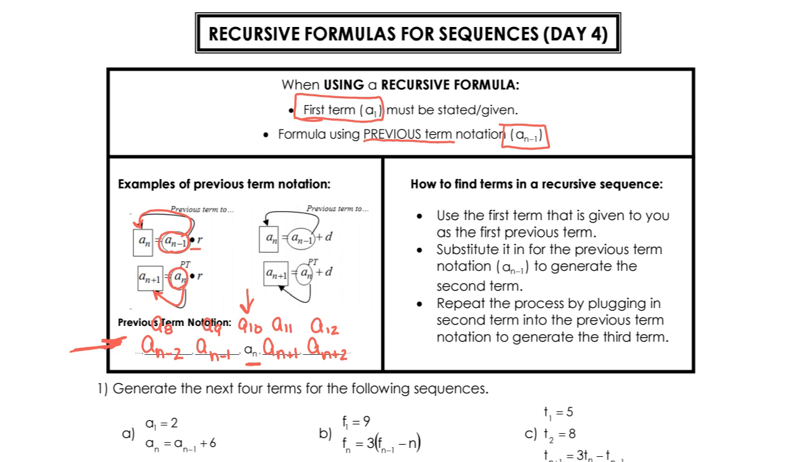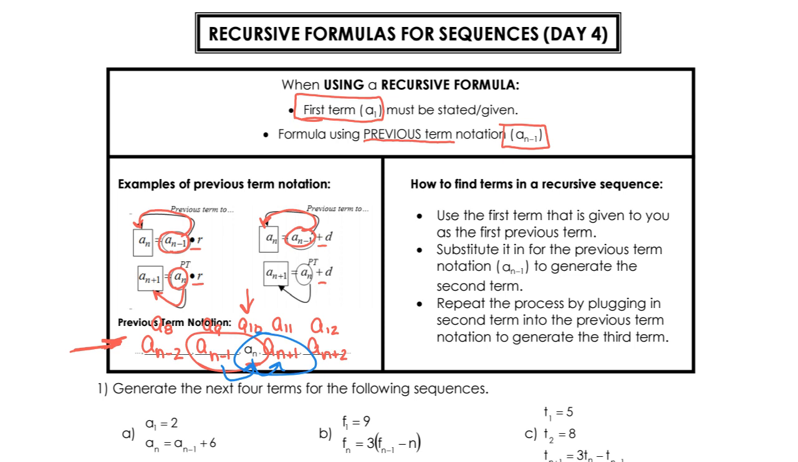So these ones have r's, so that's a common ratio for our geometric sequences, and these ones have d's. But notice that's the only difference between these, okay? This is still the previous term, the one before it, okay? So they could use that notation. They could also use this notation, all right, where a sub n is the previous term to that, okay? A sub n minus 1 is the previous term to a sub n, okay?